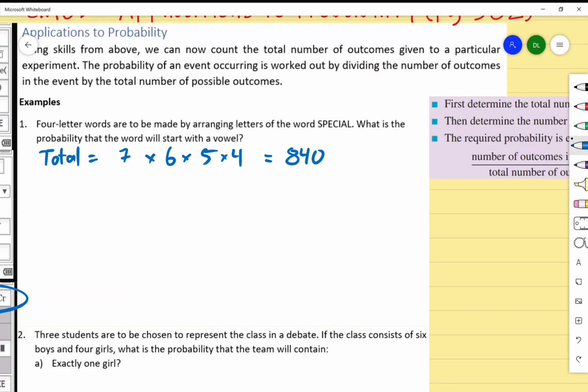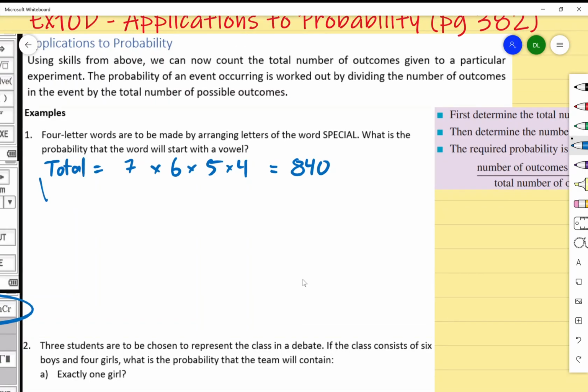Now we're not finished yet because we need to find the probability that the word starts with a vowel. Remember, a vowel is going to be one of either the E, I, or A. With that in mind, our first spot is going to be 1 of 3. Now, what is the number of letters available that we can choose from for the second spot in our word? There are 6 letters left, and then 5, and then 4. So we end up with a value of 360.